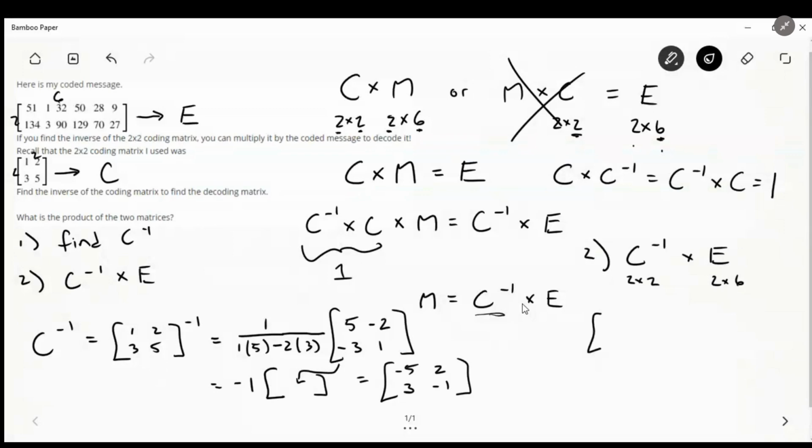And I will leave that up for you to do. If you need any help with that, just let me know and I'll respond as soon as I can. But this is a matrix multiplication. So if you've done this before, it's just how you would normally multiply matrices. But this is going to give you M, which is your unencrypted message. And that's really what you're trying to get out of this problem here.